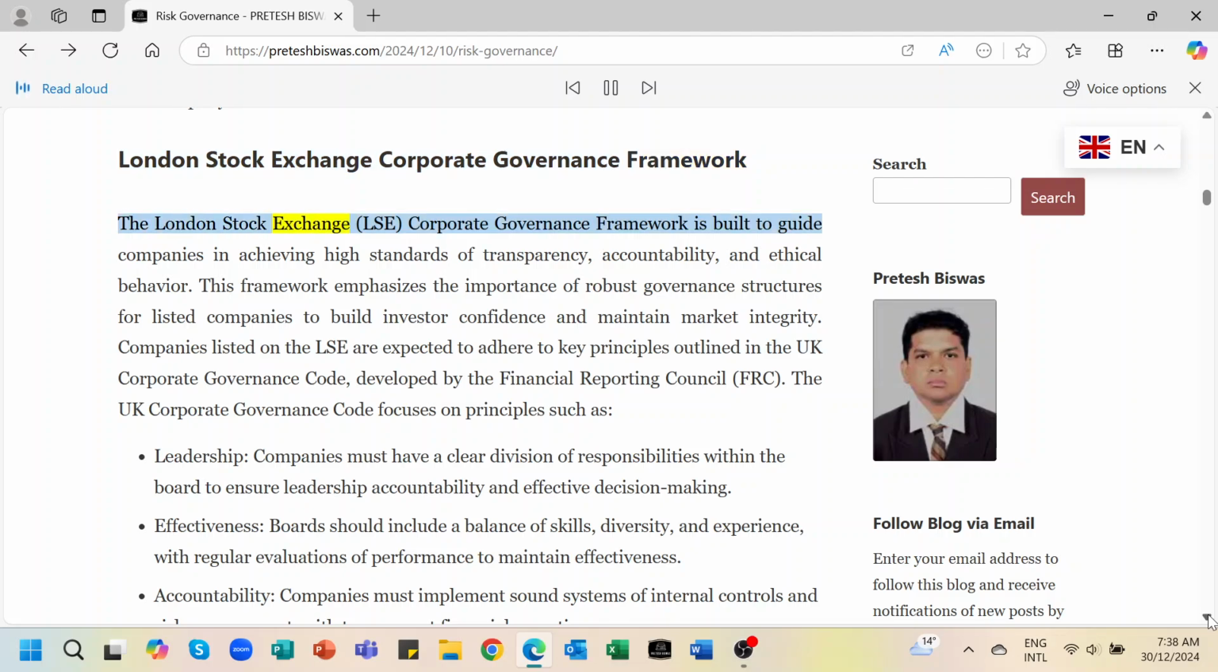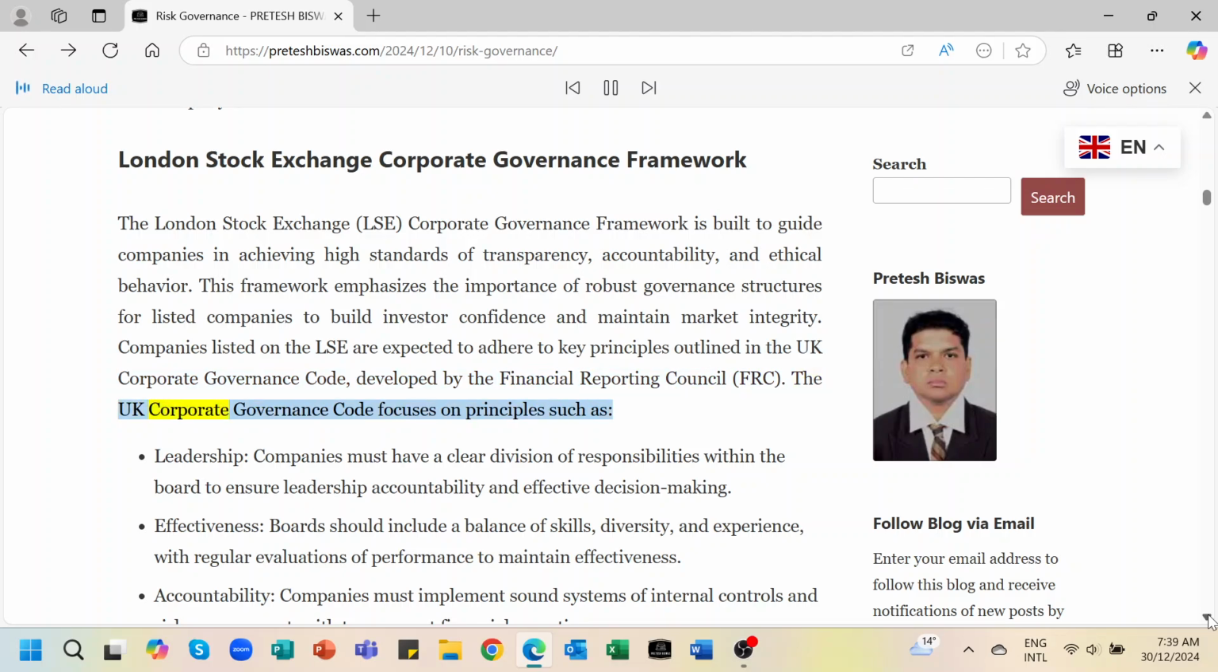The London Stock Exchange (LSE) corporate governance framework is built to guide companies in achieving high standards of transparency, accountability, and ethical behavior. This framework emphasizes the importance of robust governance structures for listed companies to build investor confidence and maintain market integrity. Companies listed on the LSE are expected to adhere to key principles outlined in the UK Corporate Governance Code, developed by the Financial Reporting Council (FRC).